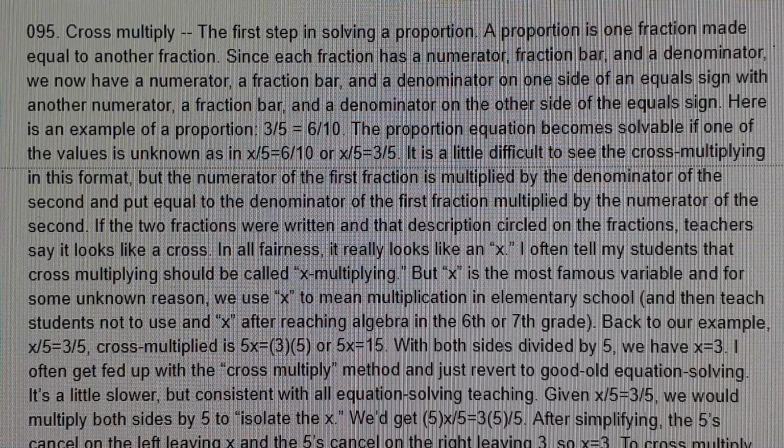x equals 3. To cross multiply, when solving a proportion, is to multiply the numerator of the first fraction by the denominator of the second fraction, and then place it equal to the denominator of the first fraction multiplied by the numerator of the second fraction. Related words: similar, proportion, proportional.